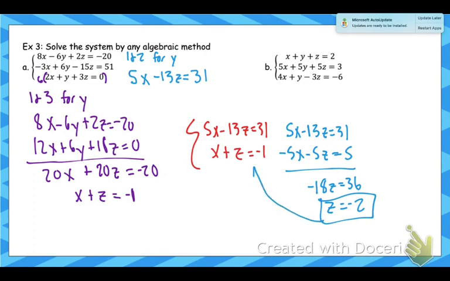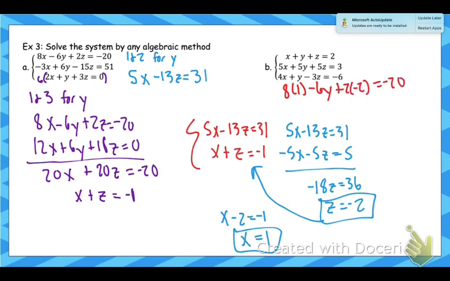Once I know z, I can plug it back in. So x minus 2 equals negative 1. So I get x is equal to 1. Plug both of those back into any of the originals. So we'll go ahead and use just the very first equation. 8 times 1 minus 6y plus 2 times negative 2 equals negative 20. So I end up with 8 minus 6y minus 4 equals negative 20. So negative 6y is going to equal negative 24, and y is equal to 4.